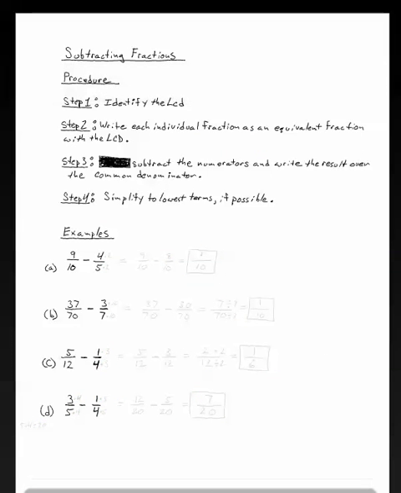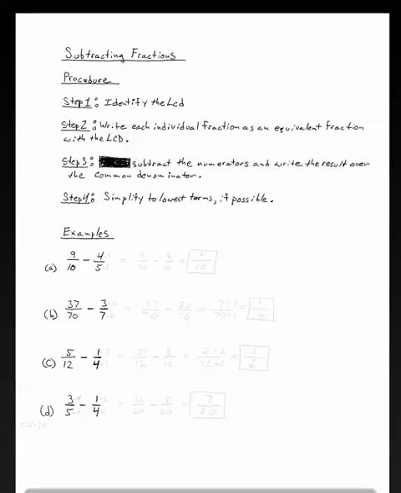Subtracting fractions. The procedure for subtracting fractions is very similar to the procedure for adding fractions. Step 1, we'll identify the LCD, or lowest common denominator. Step 2, write each individual fraction as an equivalent fraction with the LCD. Step 3, subtract the numerators and write the result over the common denominator. Finally, step 4, we'll simplify to lowest terms if possible.